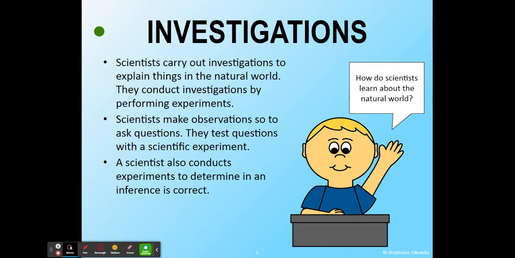What scientists do is they carry out investigations to explain things in the natural world. They conduct investigations by performing different experiments. Scientists then make observations during those experiments that help them to ask certain questions. They can test the questions with scientific experiments. So what they'll do is they'll run an investigation, they'll see a certain thing, and they're like, this is what I have a question about.